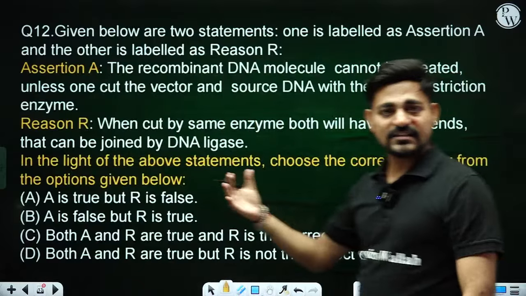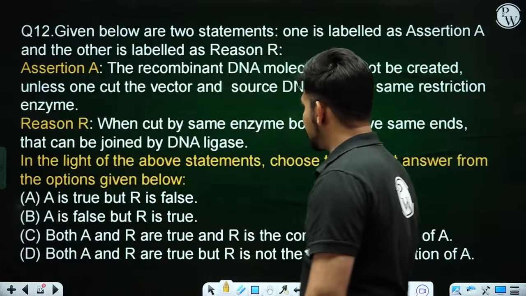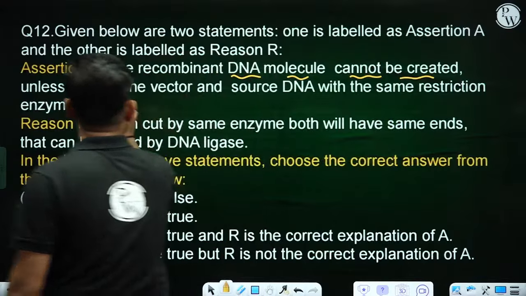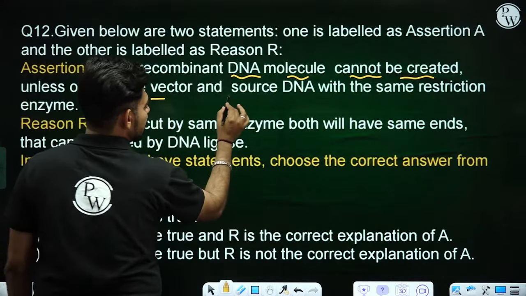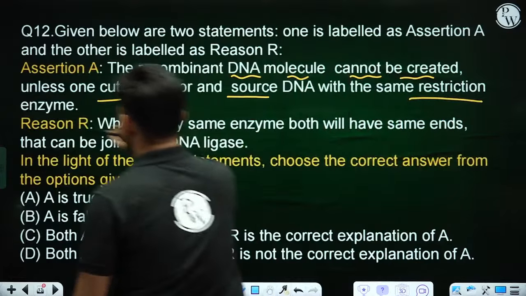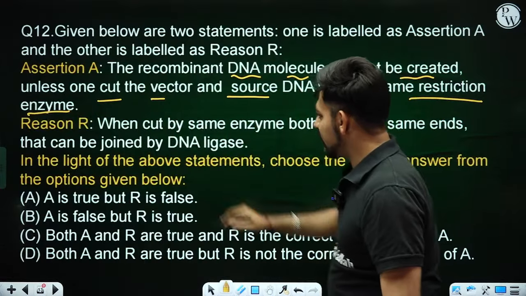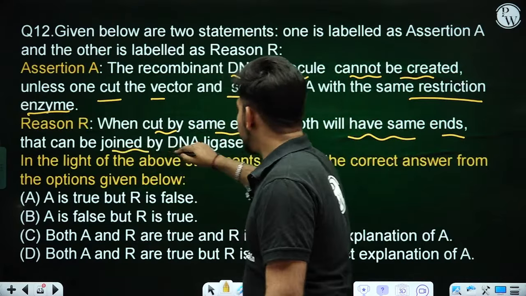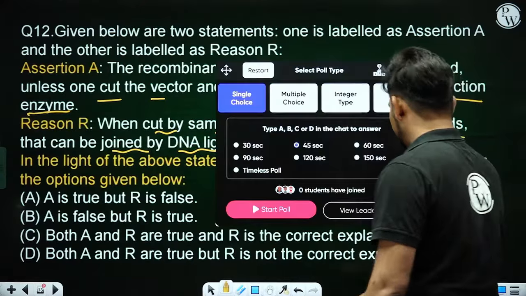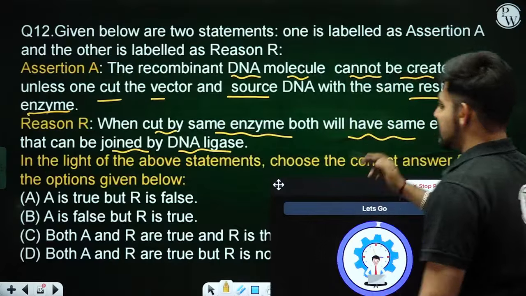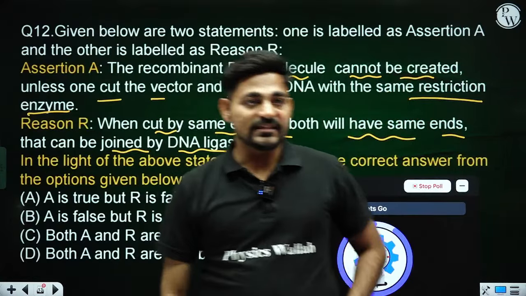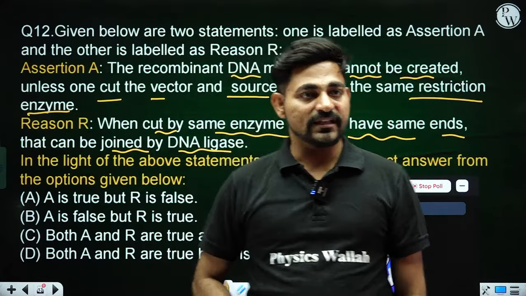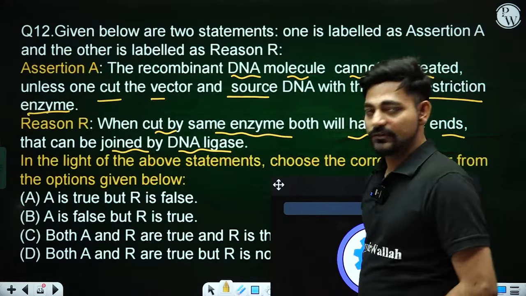Next question, another assertion and reason. The assertion is saying the recombinant DNA molecule cannot be created unless one cuts the vector and source DNA with the same restriction enzyme. And the reason is saying when cut by the same enzyme, both will have the same ends that can be joined by DNA ligase. Now this is a comparatively easier question. Yes, Ayush, that was for the previous one. It should be proteins instead of lipids. Exactly. Now please try this particular question.